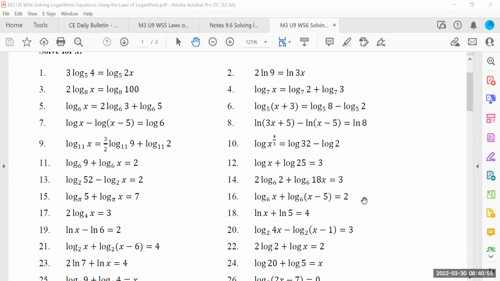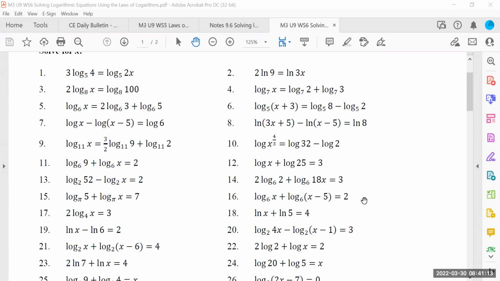So let's take some time here. Do numbers 2, 4, maybe 6 if you have time. 2, 4, and 6. Start there. So you're going to do 2 through 32, even.